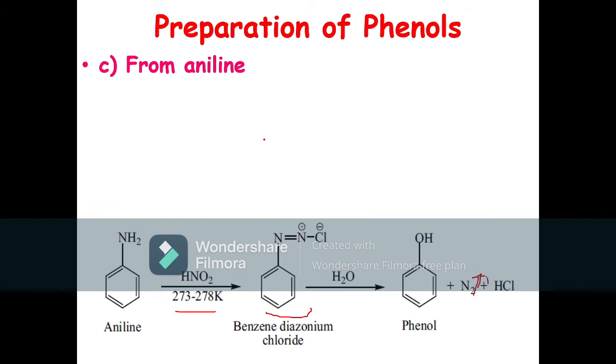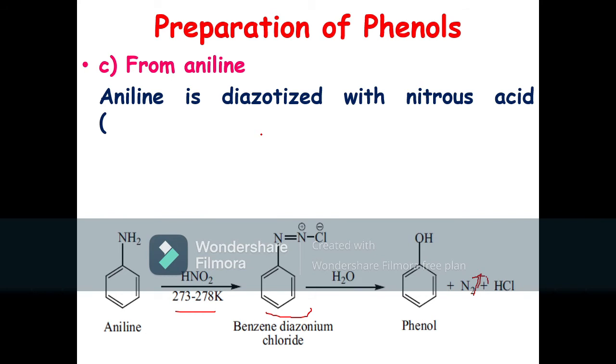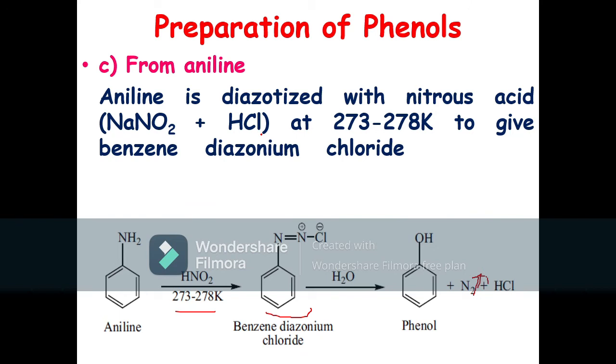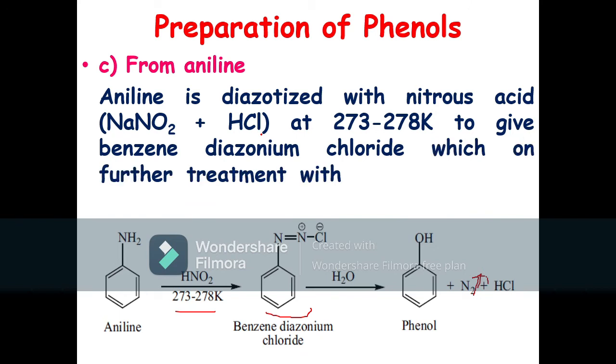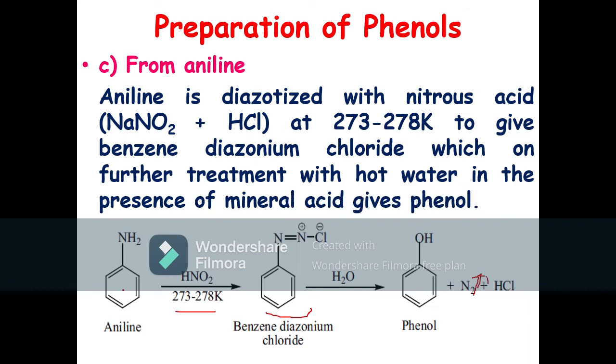So in the third method, phenol can be prepared from aniline. Aniline is diazotized. What is diazotization? Diazotization is an organic reaction between a primary amine and nitrous acid. The reaction between a primary amine and nitrous acid is called diazotization. Here aniline is treated with nitrous acid. We obtain the nitrous acid from sodium nitrite and hydrochloric acid. It gives nitrous acid and sodium chloride.